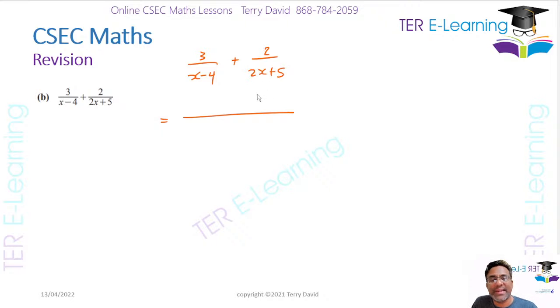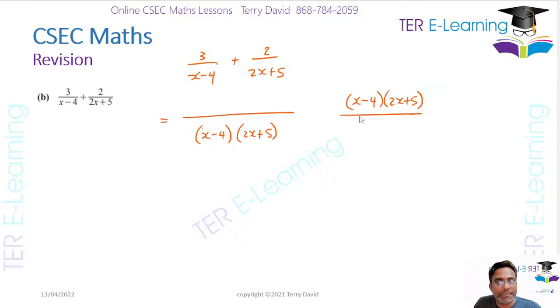First thing we need to do is find the LCM. Because the x minus 4 and the 2x plus 5 are different, the LCM in this case is simply going to be x minus 4, open brackets 2x plus 5. Just like we did in the previous question, we take our LCM, x minus 4 open brackets 2x plus 5, all over, and I'm going to divide it by x minus 4. This will cancel with this, and you will end up with 2x plus 5.